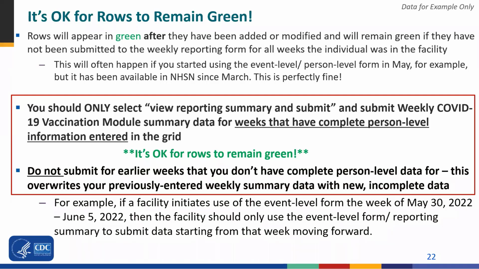So for example, if a facility begins use of the EventLevel form the week of May 30th, 2022 to June 5th, 2022, then the facility should only use the EventLevel form and reporting summary to submit data starting from that week moving forward. They should not submit data for any weeks before May 30th because it's likely going to be incomplete and it's going to overwrite the data that the facility previously submitted.